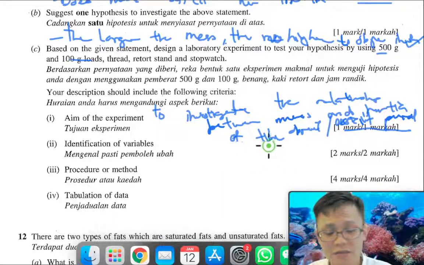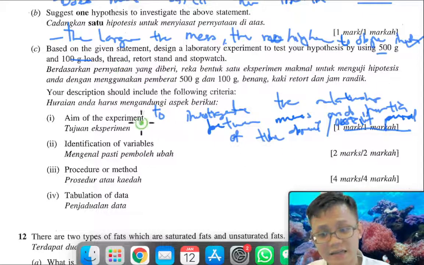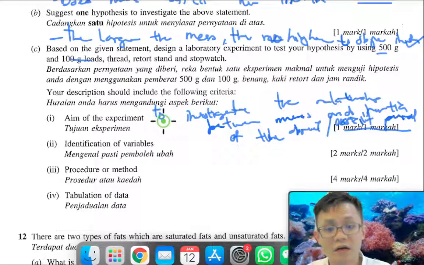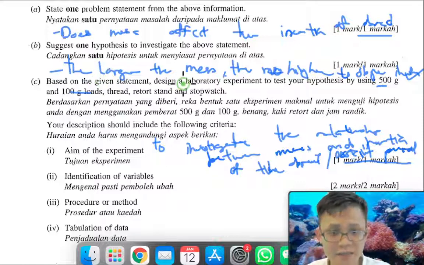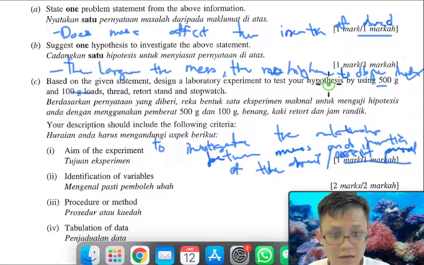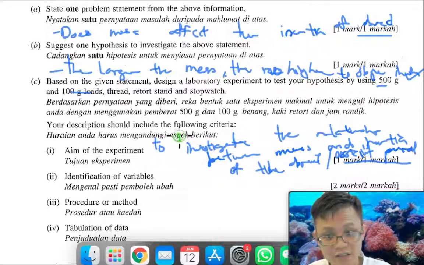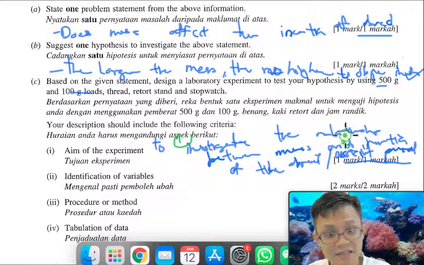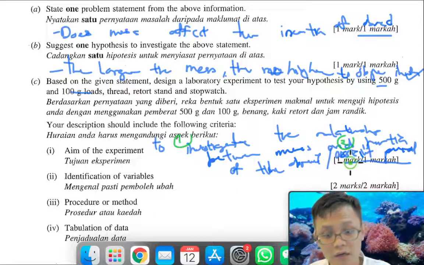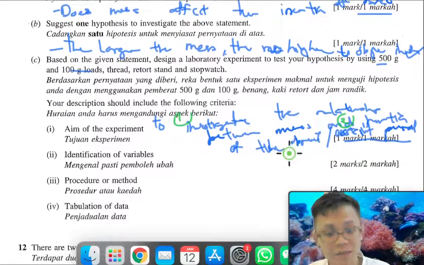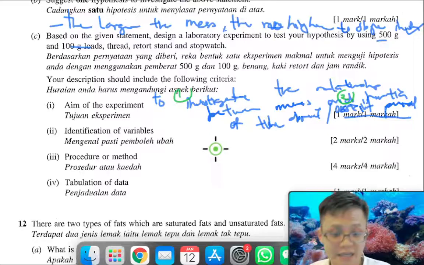Why do I say it's correct? Because what is the purpose of the experiment? The purpose of the experiment is to test the hypothesis. What is the hypothesis? The larger the mass, the higher the object inertia. So whether you say the first sentence or the second sentence, it is still fulfilling the hypothesis of the experiment. That's why I say 1 and 2 are correct, but sometimes students get it wrong because they write the first sentence, since the teacher is very strict with the marking scheme.